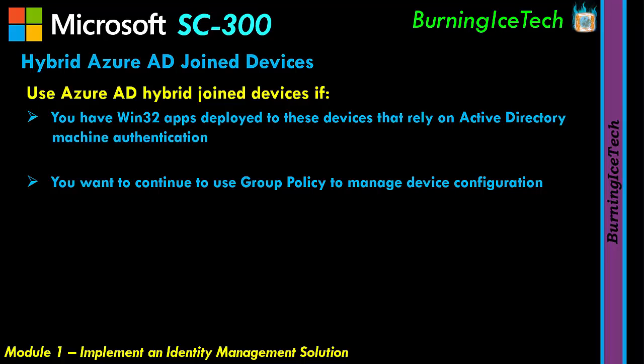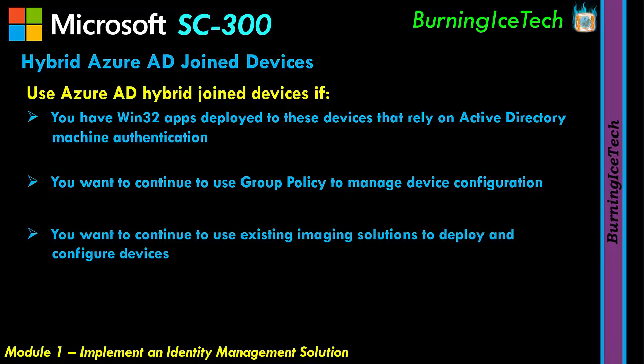You can also use a hybrid Active Directory if you want to continue to use existing imaging solutions to deploy and configure devices. These existing imaging solutions they're referring to are imaging solutions you would normally have on premises. Old school way of doing things. This could potentially be something like Configuration Manager. It could potentially be to deploy something via group policy. Anything old school really that you would normally use on premises to deploy an image. That's the existing ones they're talking about.